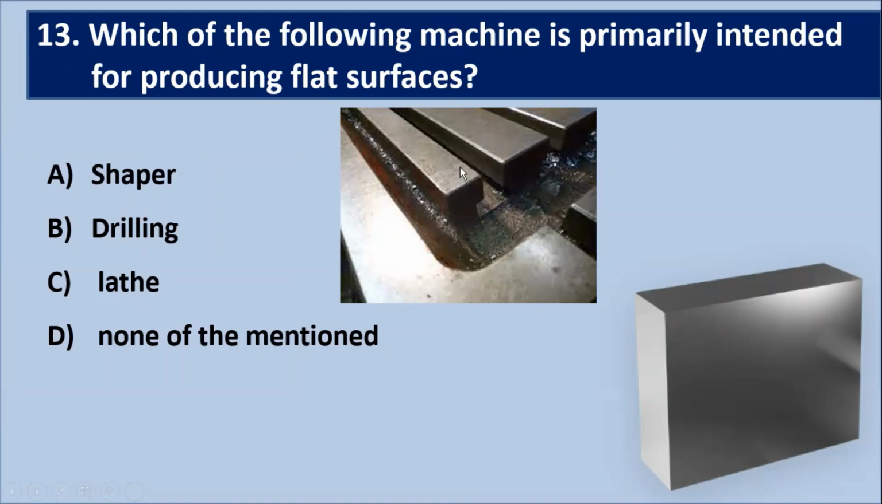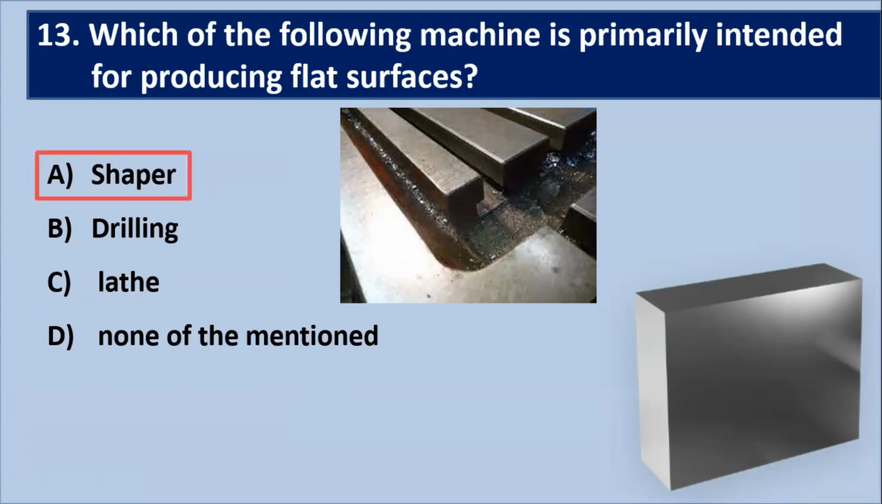So basically, our answer is A, shaper. And we know that the main purpose of the shaper machine is to produce the flat surface actually. And this machine was invented in 1836 by, I think the scientist is James.